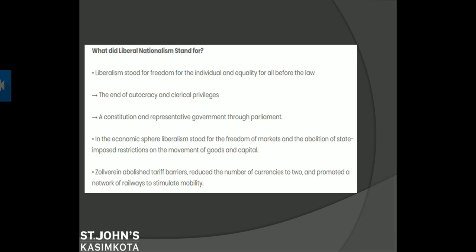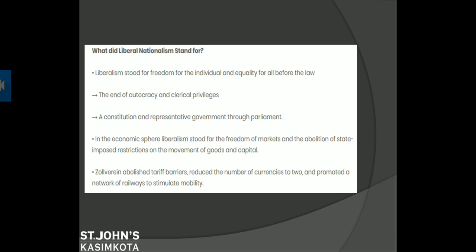Ideas of national unity in early 19th century Europe were closely allied to the ideology of liberalism. The term liberalism is derived from a Latin word, liber, meaning free. For the new middle classes, liberalism stood for freedom for the individual and equality of all before the law. Politically, it emphasized the concept of government by consent. Since the French Revolution, liberalism has stood for the end of autocracy and clerical privileges, a constitution and representative government through parliament.